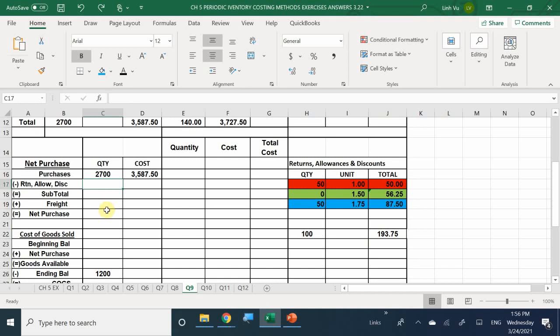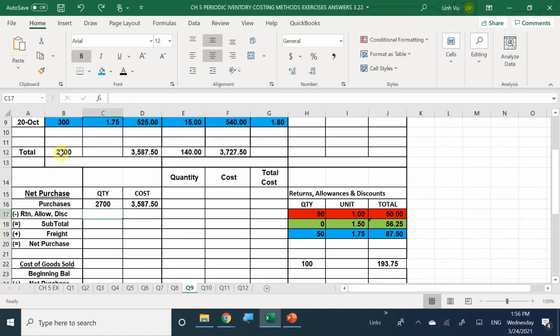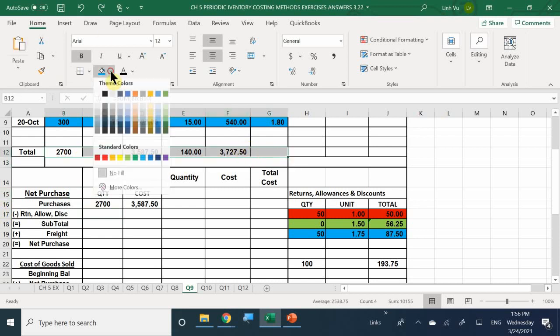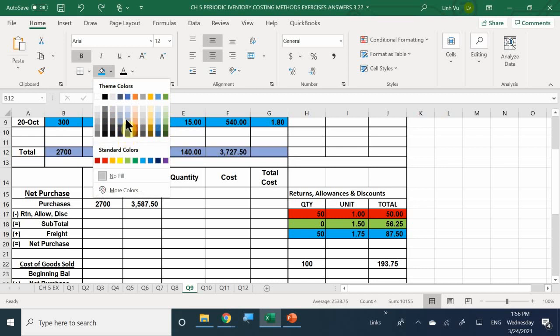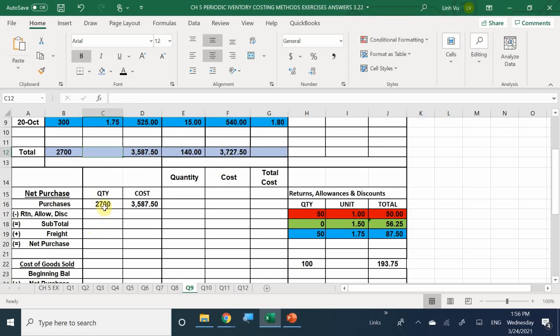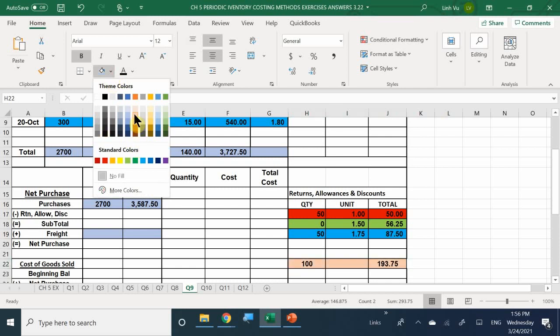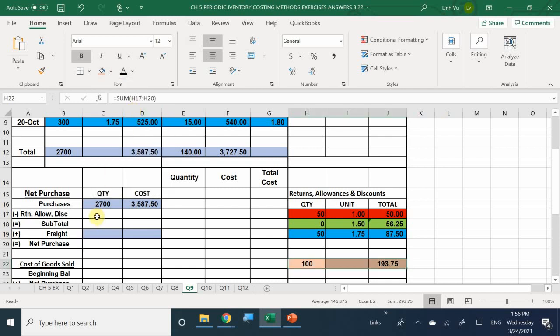Okay, if I need to use light colors, maybe I shall use light colors. So here, for example, I'm going to highlight this whole thing. In this case, I will utilize Nicole's way if this helps you. So I'm going to use a light color like this. This color is going to be down here, and it's also going to be my freight. And then my returns and allowances, I'm probably going to use some pink color. That one's going to be right here.